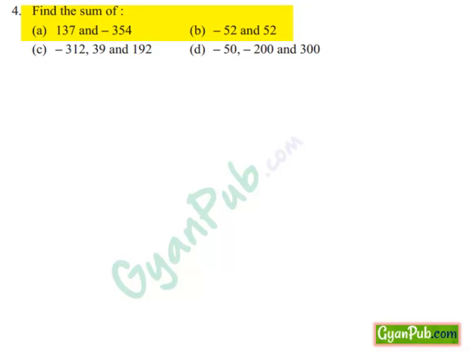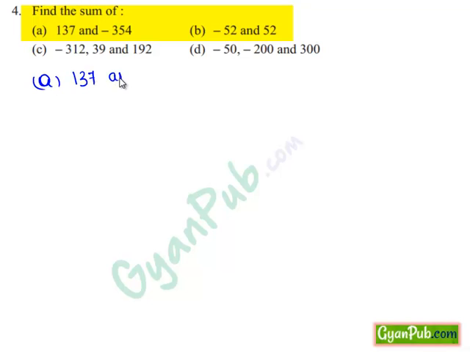Let us move on to the next question. Find the sum of A. 137 and minus 354, B. minus 52 and 52, C. minus 312 and 39 and 192, and D. minus 50 and minus 200 and 300. Take down the A bit.